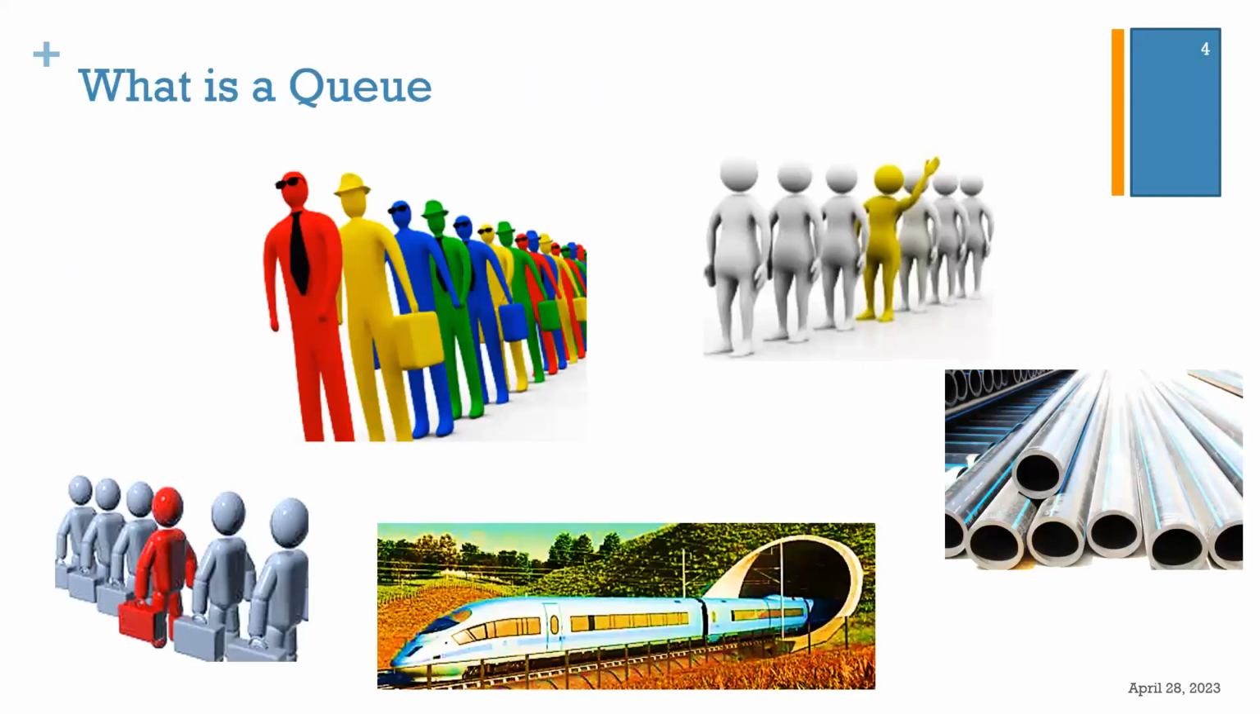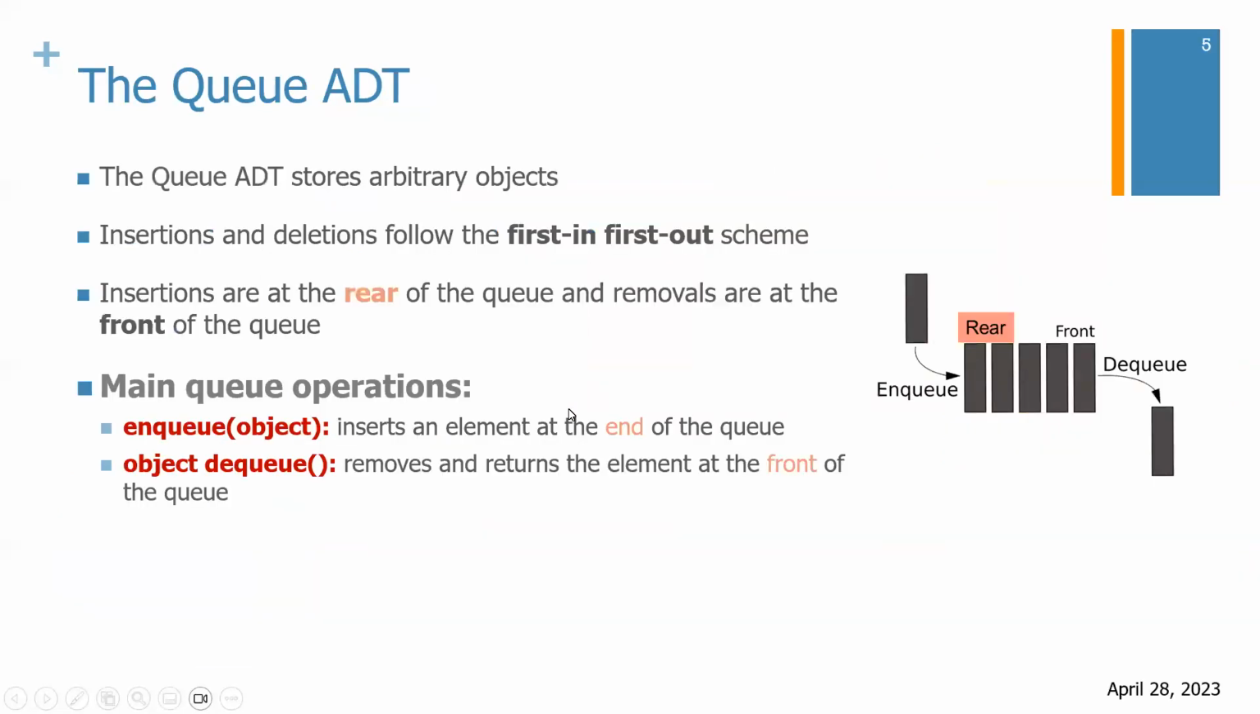What is a queue? A queue is a data structure with the property of first in, first out. A queue is like a flow in pipelines. A queue is a line. So what is the meaning of a line? The first person inside this line will be served first. A queue abstract data type stores arbitrary objects, and when you insert and delete, it manages the storage based on this schema of first in, first out.